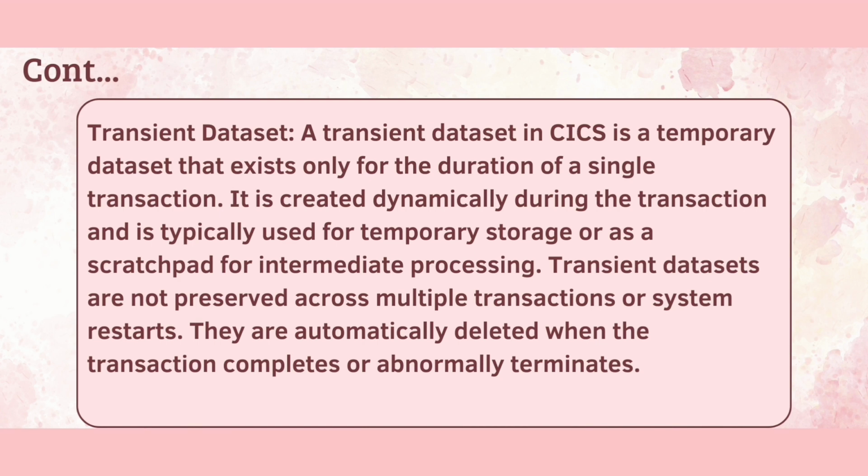First one is transient dataset. A transient dataset in CICS is a temporary dataset that exists only for the duration of a single transaction. It is created dynamically during the transaction and is typically used for temporary storage or as a scratchpad for intermediate processing. Transient datasets are not preserved across multiple transactions or system restarts. They are automatically deleted when the transaction completes or abnormally terminates.